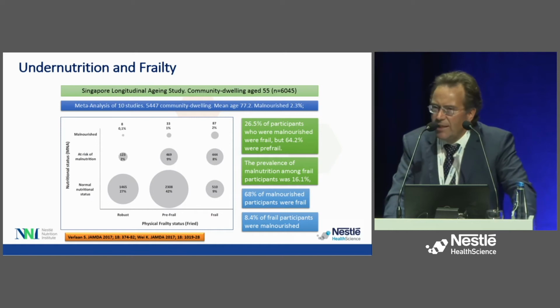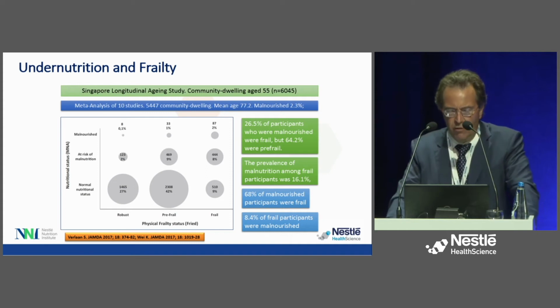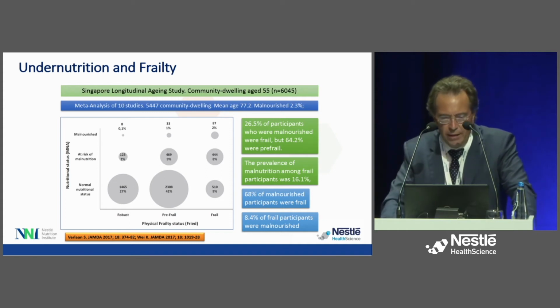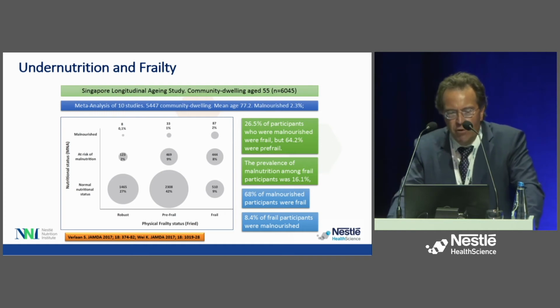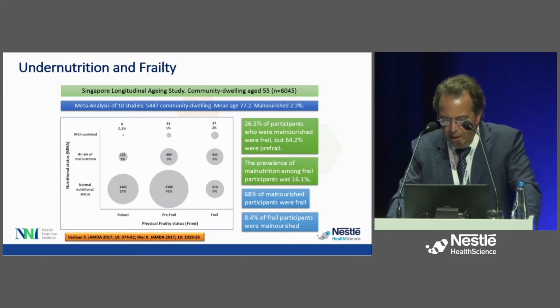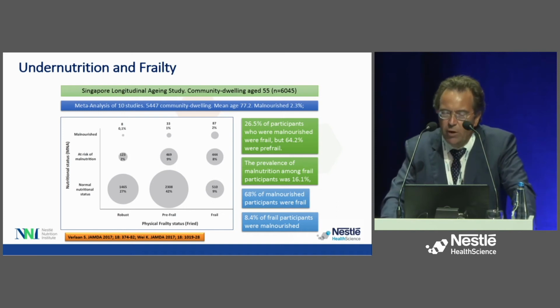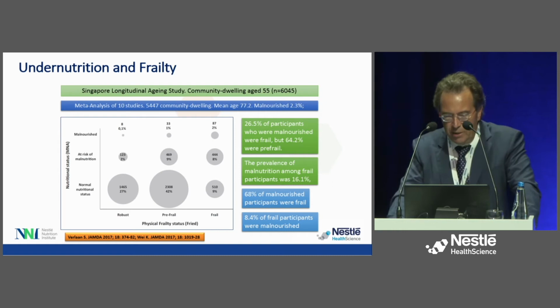What about the association between undernutrition and frailty? Okay, I will give you, for this association, 4 clues. The first one is regarding prevalence. You can see here data in green from the Singapore Longitudinal Aging Study in more than 6,000 participants. And you can see how 26.5% of malnourished participants were frail, but more important, 64.2% were pre-frail, and then in 2 years will become frail. And the prevalence of malnutrition among frail participants was 16%.